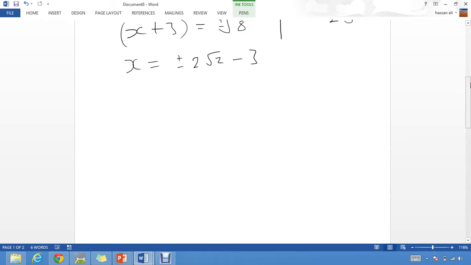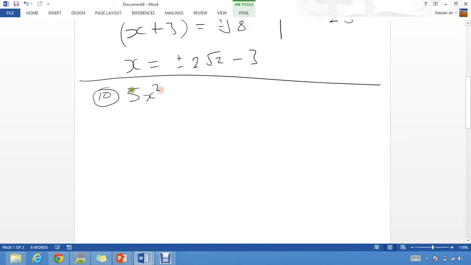Okay, and then we'll look at one more. Question 1 didn't have a number in front of x squared. Let's do question 10, because they tend to go from easy and then gradually get harder. That's 5x squared plus 8x minus 2, and that is equal to 0.